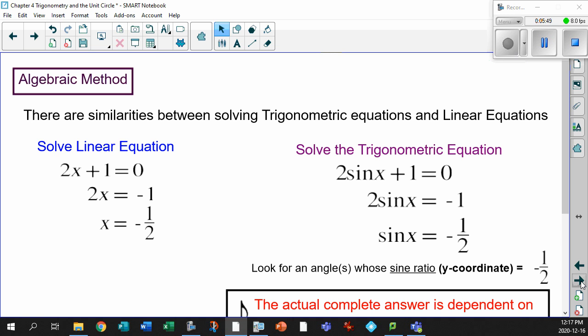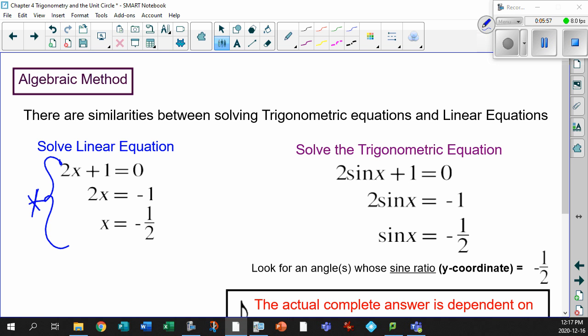Let's look at the algebraic method. The algebraic method, if you think about it, is no different than solving a simple linear equation like we did here. The only difference is this now becomes a sine ratio. And remember, the sine ratio means that we're looking at the y-coordinate. So the y-coordinate is minus a half. Okay, so what do we do with that then?